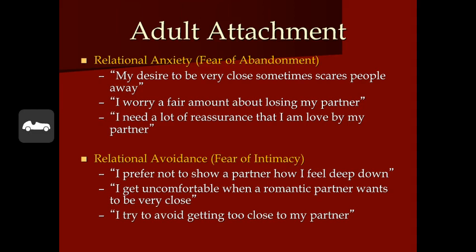Whereas look at these items on relational avoidance. This is the fear of intimacy, the fear of getting too close. I prefer not to show a partner how I feel deep down. I get uncomfortable when a romantic partner wants to be very close. I try to avoid getting too close to my partner. So you can see how these fears of abandonment statements at the top probably are closely associated with our anxious ambivalent people, our preoccupieds. And these statements on the bottom probably ring true for dismissive, anxious avoidant people.